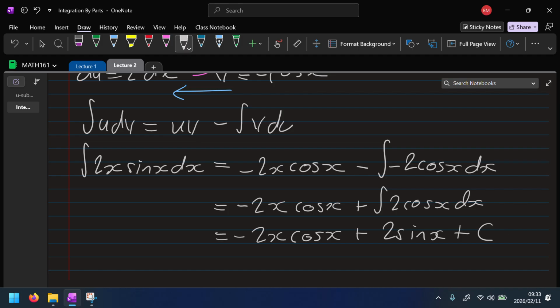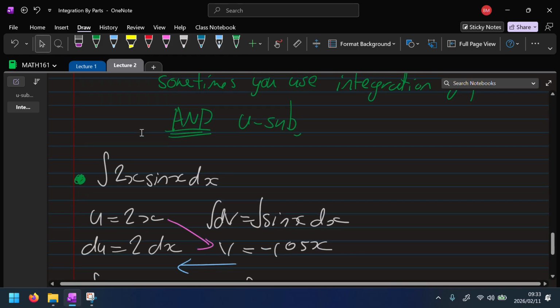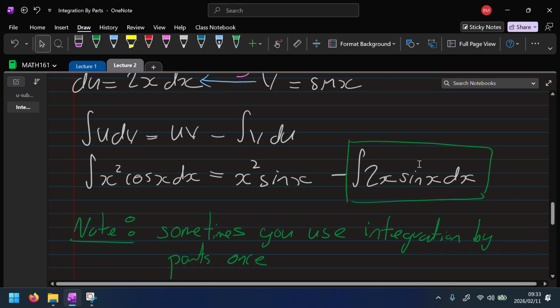But we're not done. All of this calculation was just for the green box. Okay, remember, we still have this. So don't think, oh, no, we're done with the second parts. No, that was just the side calculation. So let's put the final answer down.